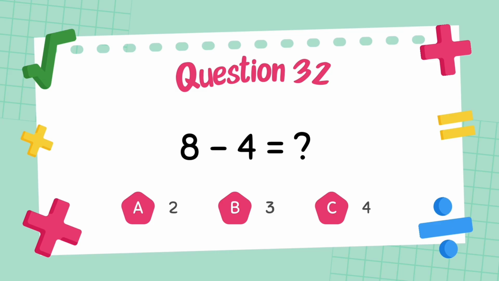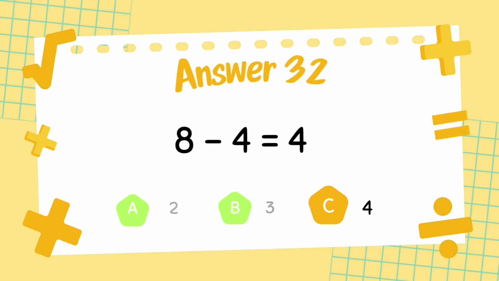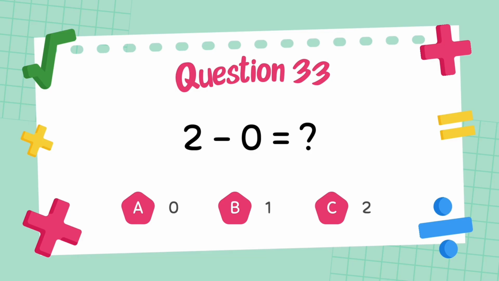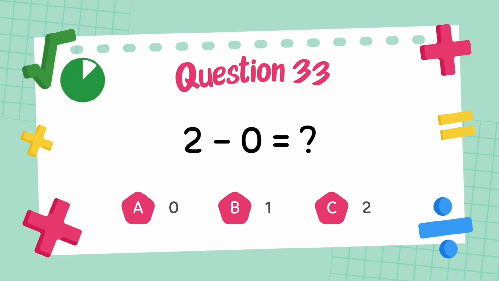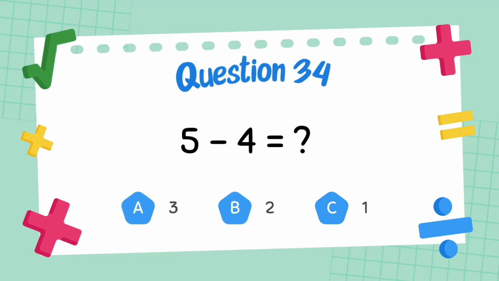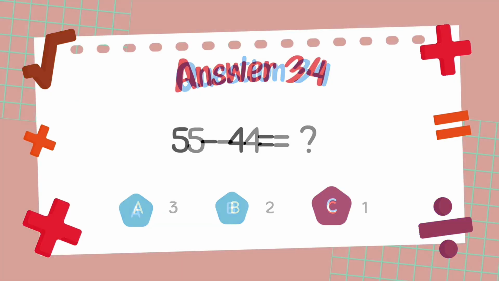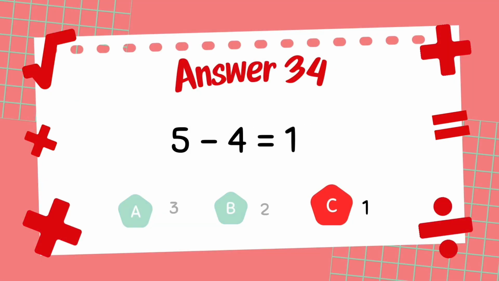What is 8 minus 4? The answer is 4. What is 2 minus 0? The answer is 2. What is 5 minus 4? The answer is 1.